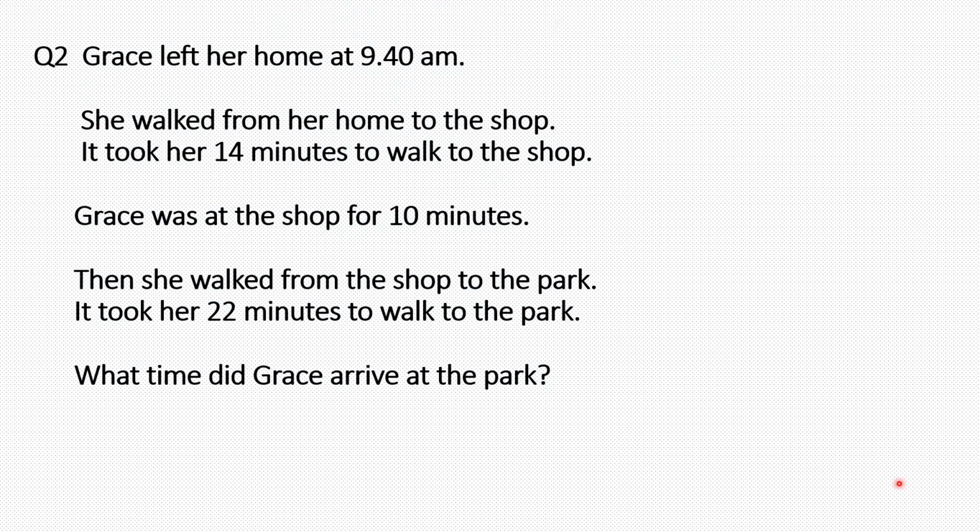So to start with, we have 9:40 a.m. is the time she left her home. Then she walked from home to shop. It took her 14 minutes. So we need to add 14 minutes to the 9:40 a.m. Now this would take us to 9:54 a.m. So that's up until this sentence here. Then we have the next sentence. Grace was at the shop for 10 minutes. Then we need to add that 10 minutes to the 9:54 a.m.